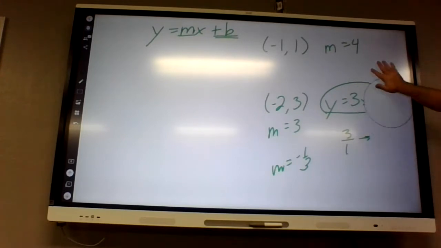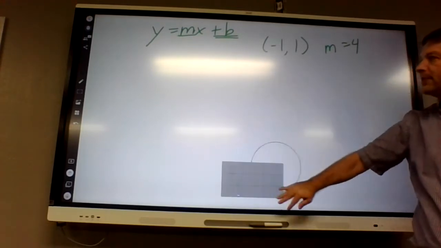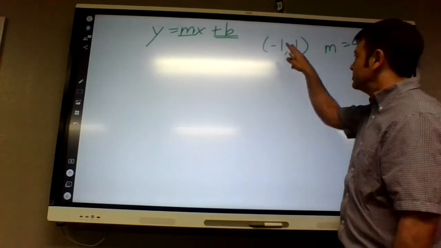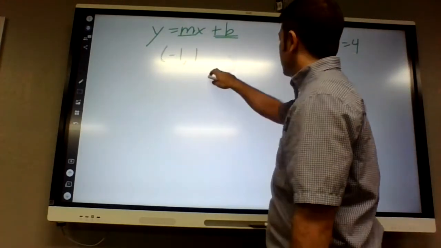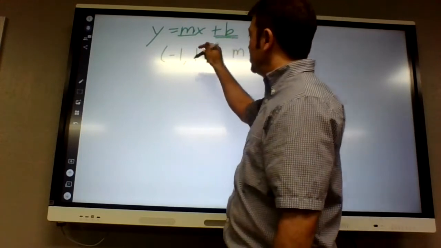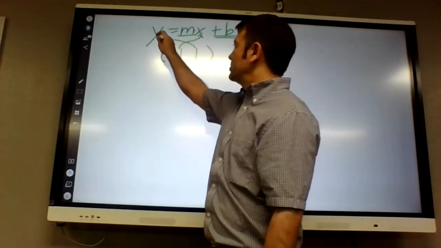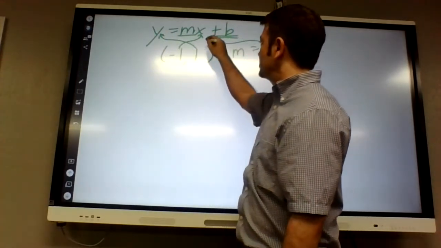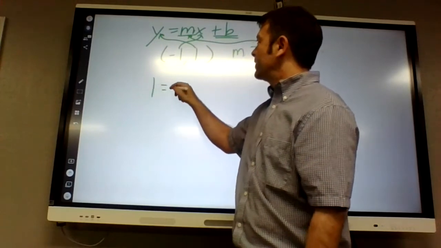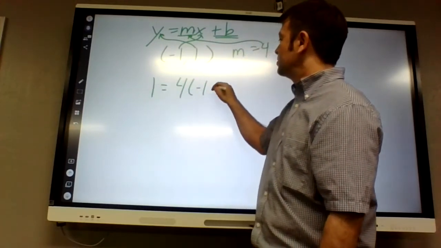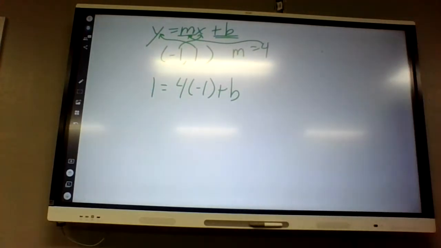We got to find the b value. How do I find the b value? Okay, yeah. Plug everything in. Negative 1 is the x value, right? Positive 1 is the y value on this one, and 4 is the slope. So if I plug those in, x is on the left and y is on the right. Oh no, it's the other way around.